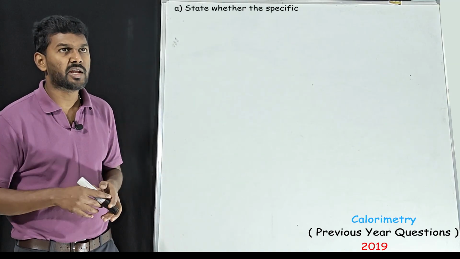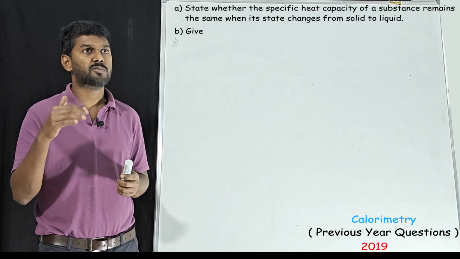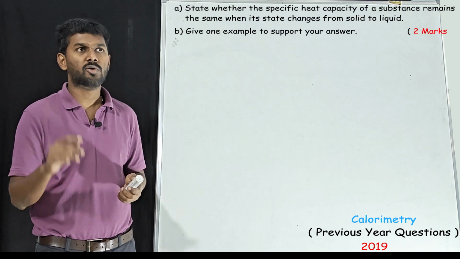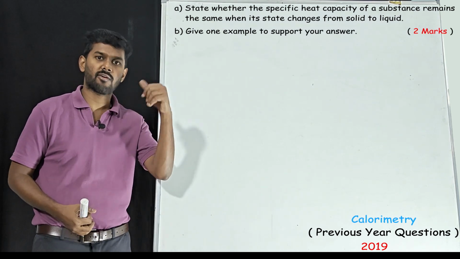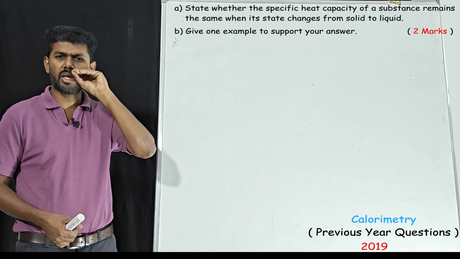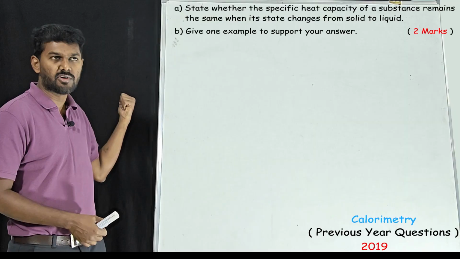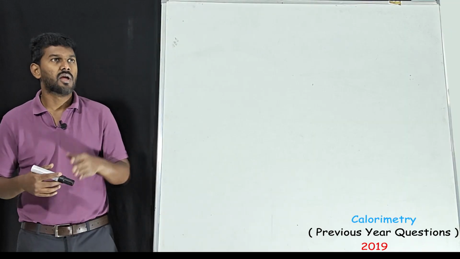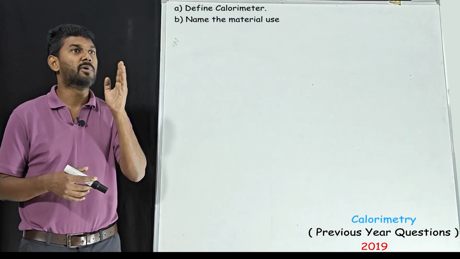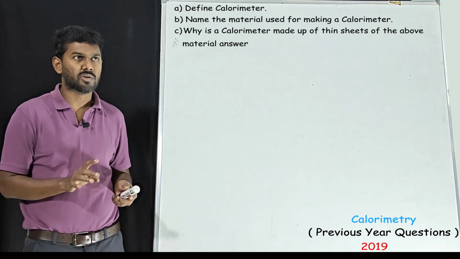State whether the specific heat capacity of a substance remains same when the state changes from solid to liquid. Give an example to support your answer. We know this question, we have learnt it in one of the questions just now in the same video. The same question, no change in the question and the answer remains same. That is why we are skipping it here. Our next question: define calorimeter, name the material used for making calorimeter, and we have one more sub question. First we'll go for the first one.